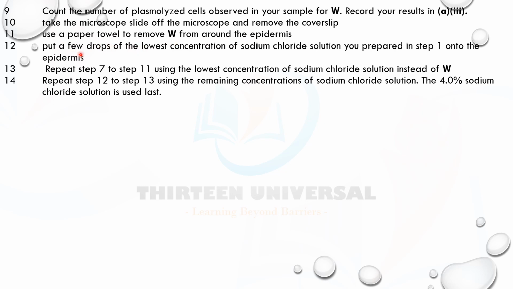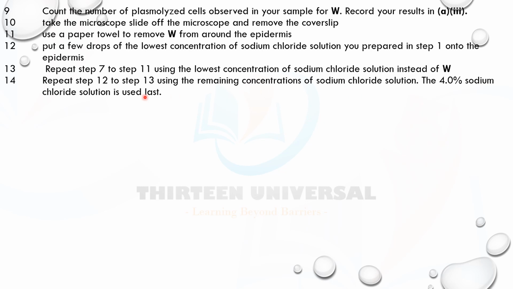You now put a few drops of the lowest concentration. Go back to the video. The lowest concentration we have is 1%. Remember, we diluted 4% to get 3%, 2%, and 1%. So you now put a few drops of the lowest concentration you prepared in step 1 onto the epidermis. Repeat step 7 to step 8 using the lowest concentration instead of W. Repeat step 12 to step 13 using the remaining concentrations.